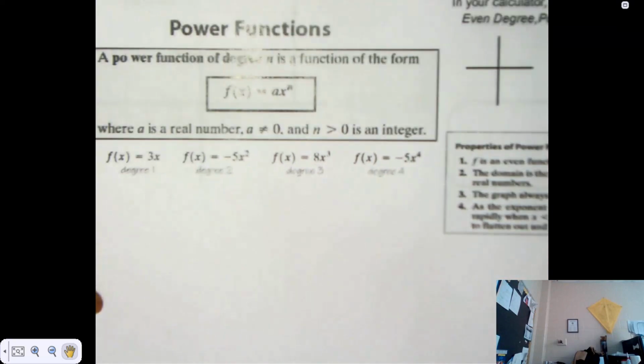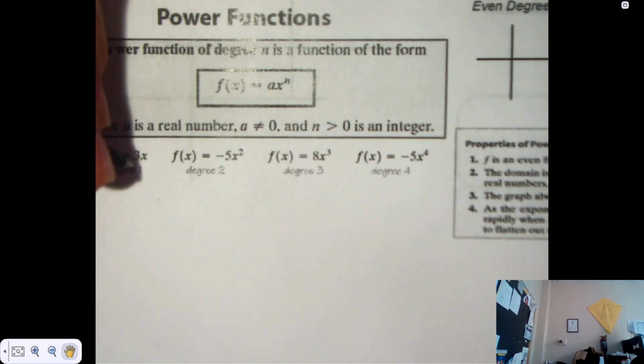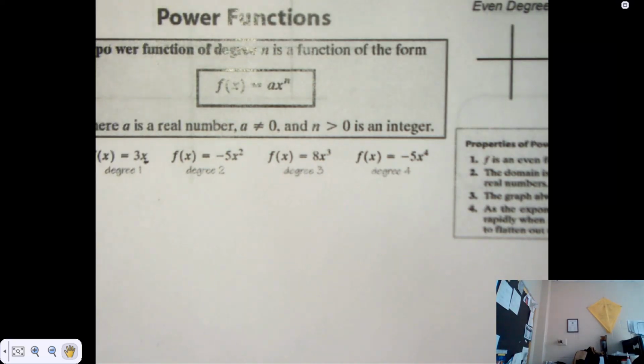Talk about what's called a power function first. Power function is just some ax to the n. And hopefully you remember what some of this stuff looks like. We don't really care about the number out front as opposed to its sign. We care about the variable.